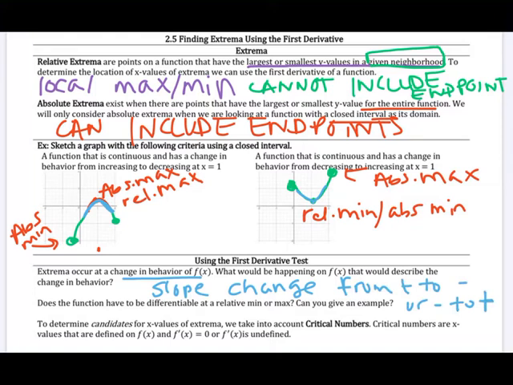Second thing to consider: does a function have to be differentiable at a relative max or min? Can you give an example?